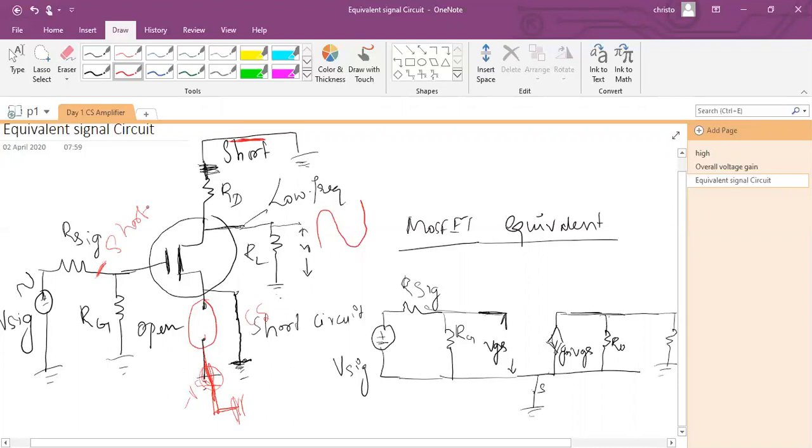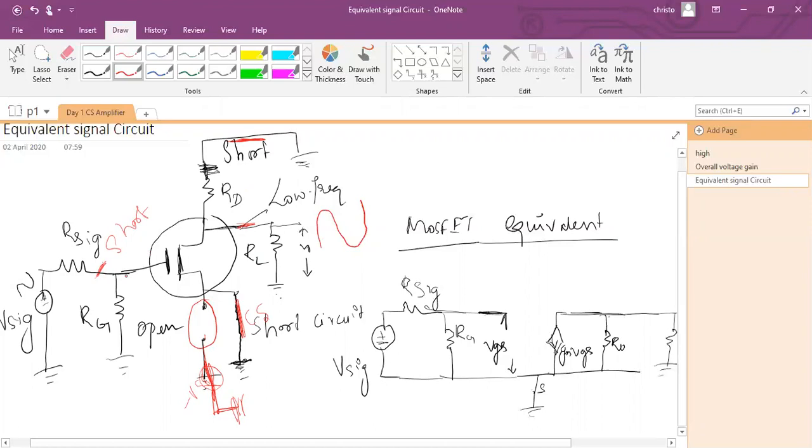CC1 is shorted. In the same way at the output, we are only amplifying the amplitude. We are not varying the frequency. So for the same low frequency, here also it will act as a short circuit. So the capacitor is replaced by a short circuit. Here also the capacitor is replaced by a short circuit.